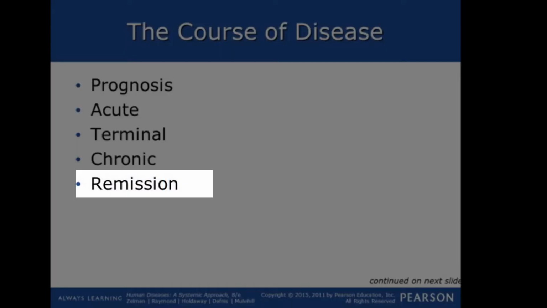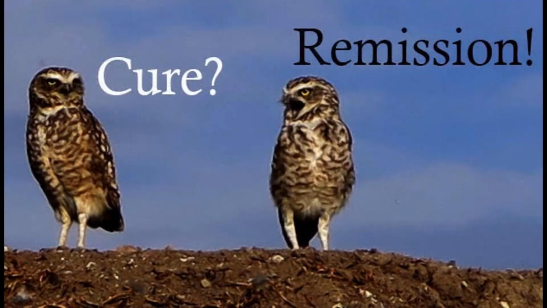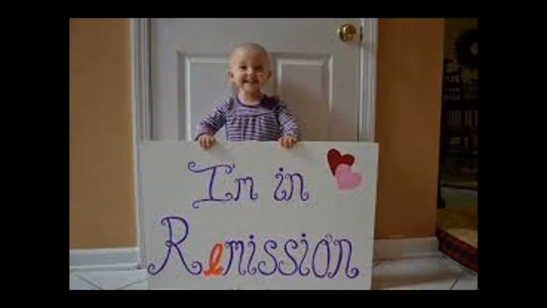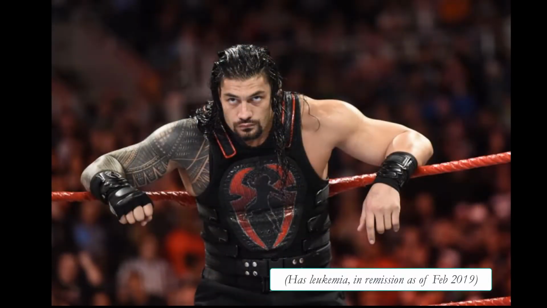Remission, a disease that has gone into remission, that's a period of time where the signs and symptoms of the disease disappear, but the disease is not considered cured. So all the signs and symptoms are gone, but the disease markers are still present. So the disease can actually come back. It can reappear after several days, months, or years. So some diseases like leukemia can go into remission, but the person is not said to be cured because it can come back.